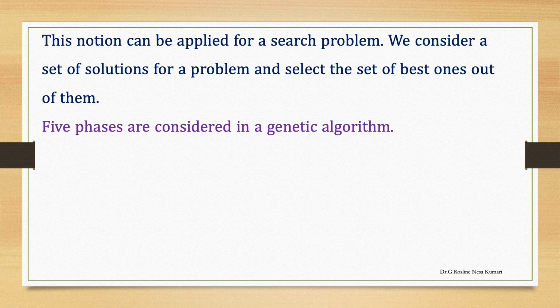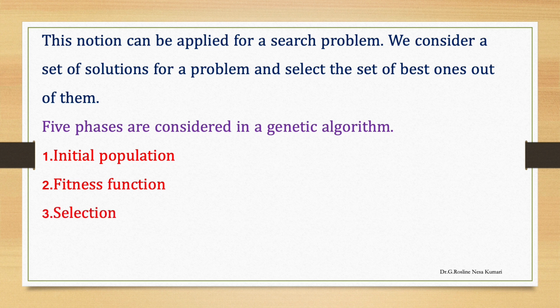Now, consider the set of solutions for a problem and select the set of best ones out of them. So, there will be 5 phases in the genetic algorithm. The first one is initializing the population. Next, we have the fitness function. The third one, based on the fitness values, is the selection process. Next, we have to do the crossover. Next one is mutation. So these are the main 5 phases in the genetic algorithm.